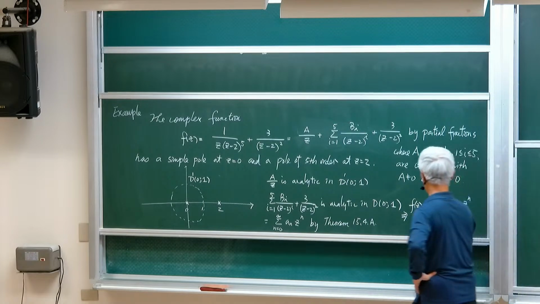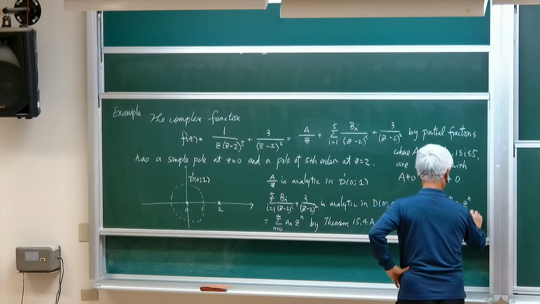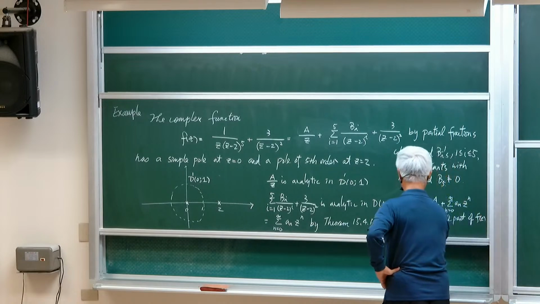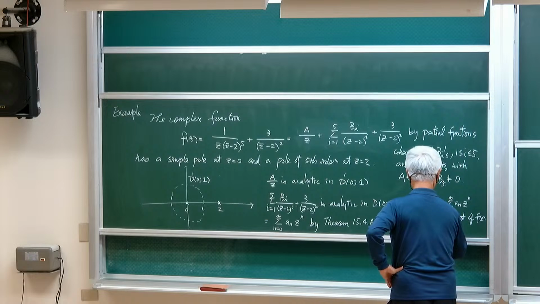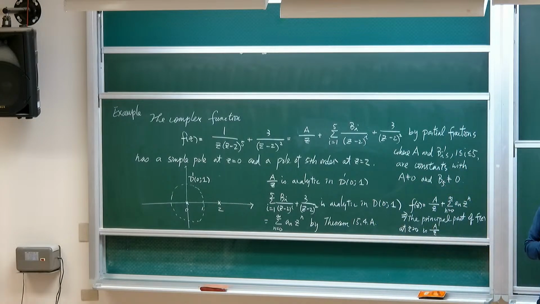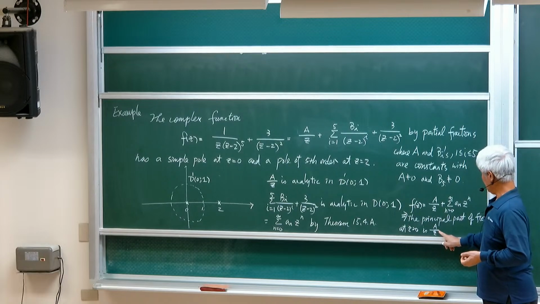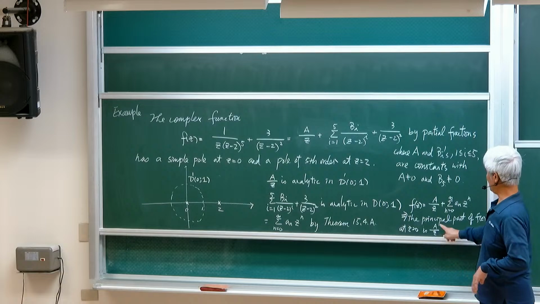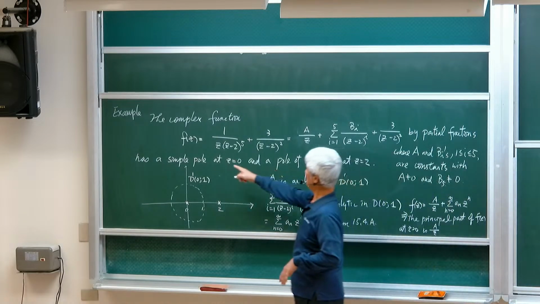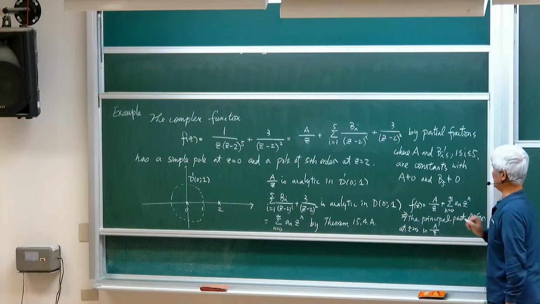So the principal part of f of z at z equal to 0 is just this one. It has a finite number of terms, and the lowest power term is z to the minus 1. So it is a pole of order 1, a pole of first order.